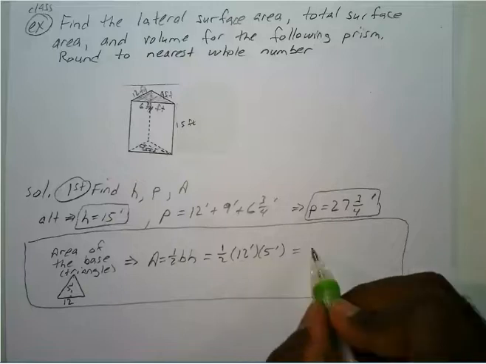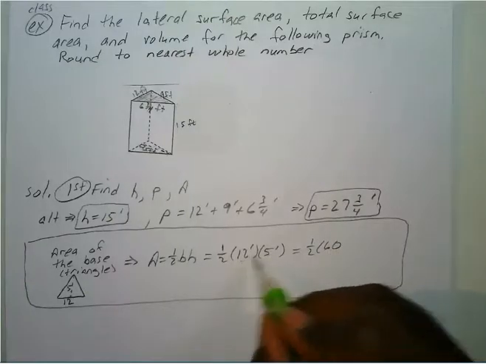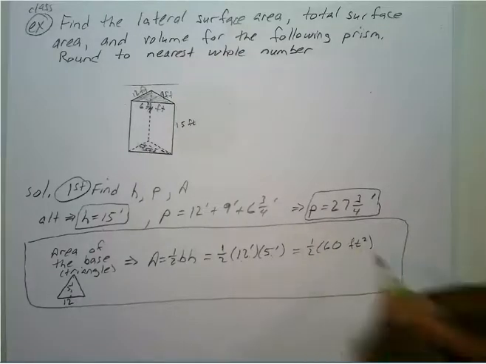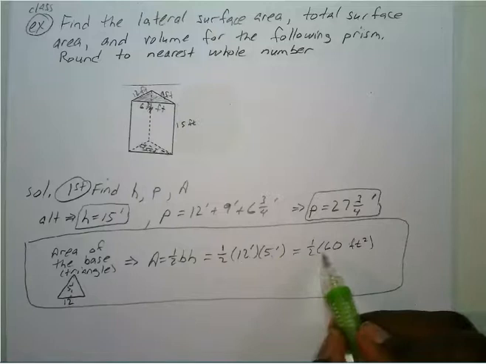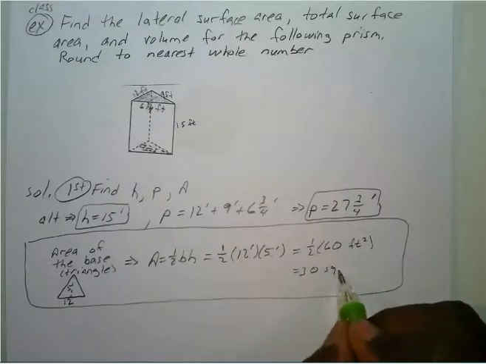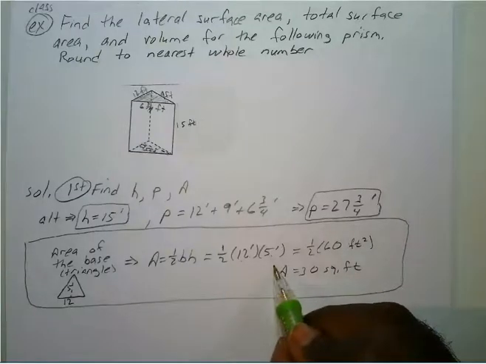Okay, so 12 times 5 is 60. So you have 1/2 times 60 feet, 5 feet, 60 square feet. 60 square feet times 1/2 is 30 square feet. Okay, so our area is equal to 30 square feet.